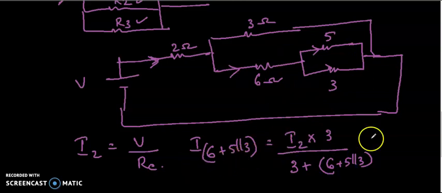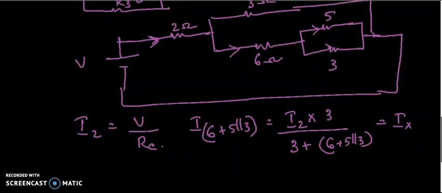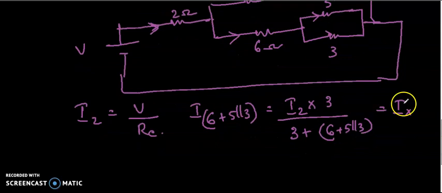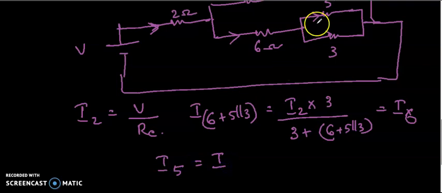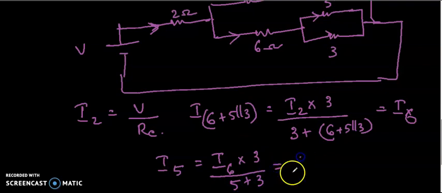So now that we have found, let it be I6, the current flowing through the 6 ohm resistor. So we know I6, the current flowing through this branch. Now we have to find the current in the 5 ohm resistor. That is I5 is equal to the total current through these two branches, that is I6, into the resistance of the other branch, 3, divided by the sum of the resistances, that is 5 plus 3. That is I5. Okay, hope you got the idea. Thank you.